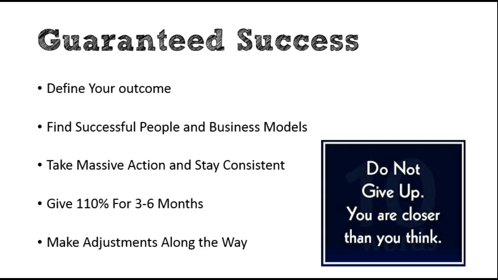So now here it is, the guaranteed success formula. And I'm not exaggerating when I say this right here is going to make all the difference in the world. First of all, you must define your outcome. You must get very specific on a timeline of what you expect to accomplish, how you will accomplish that, what it's going to look like, what it's going to feel like, what it's going to taste like. It needs to be palpable. Also, and I've gone over this a lot already, you need to find successful people and business models and simply reverse engineer. Model what they are doing. Use those successful business models.